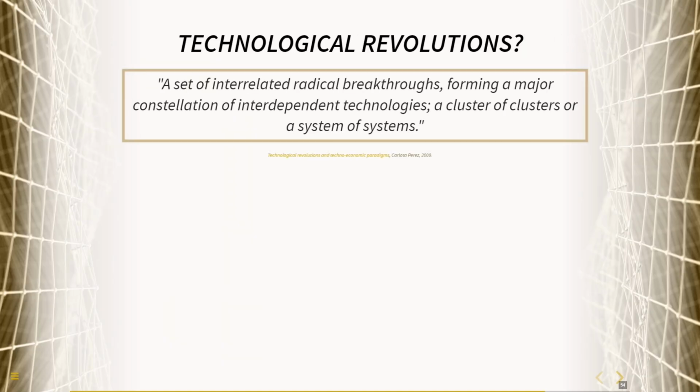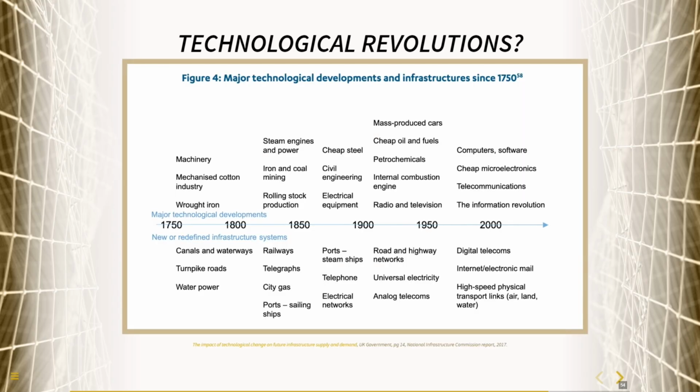And so let's pull these pieces together and really think about what it means to engage in a technological revolution. I'm going to cite Carlota Perez again. She describes the technological revolution as a set of interrelated radical breakthroughs that together form a major constellation of interdependent technologies, right? It's a cluster of clusters or a system of systems. If we look at the types of technologies that we have been talking about, we can see how they cluster and have resulted in the industrial revolution, then the network infrastructure changes, as well as the digital revolution and now the innovation age, right?